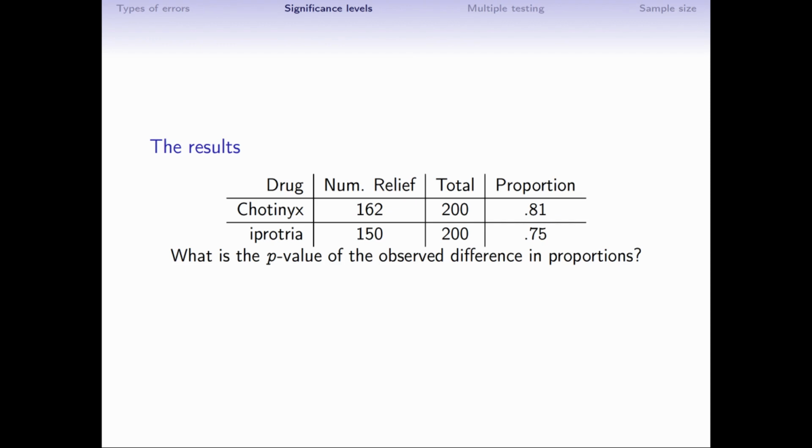Let's look at the data. 200 people were in the Chotinix group, and amongst those 200, 162 of them found relief from twitching syndrome, and that gives a relief proportion of 0.81. Of the 200 people that were taking iprotria during our evaluation period, 150 found relief from twitching syndrome, which gives us a relief proportion of about 0.75. And so that gives us a difference in proportions of 0.06. So the question is, what is the p-value of the observed difference in proportions?